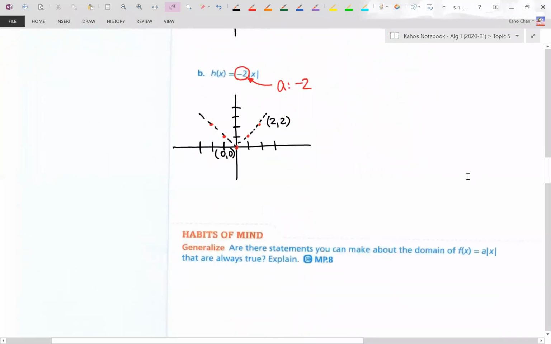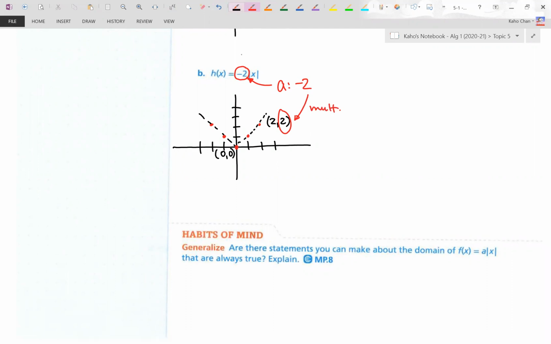So it's upside down, and that (2, 2) literally you are multiplying the 2 by -2. That is your A value. (2, 2) becomes (2, -4). It goes all the way down to here. Make sense? (0, 0) stays the same. 0 times anything is still 0. So your graph now becomes this. And it's reflected on the other side as well.